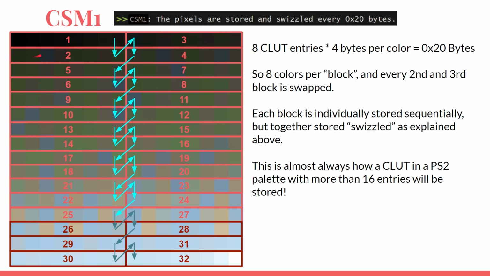And then after the colors in block 2, the 17th color is going to be all the way back. We have to go backwards to the start of block 3. And after we finish block 3, the 25th color is going to be at the start of block 4, which is after block 2. And this pattern repeats over and over again with every second and third block being swapped. So instead of 1, 2, 3, 4, it goes 1, 3, 2, 4. This is almost always how colors in the color palette will be stored.